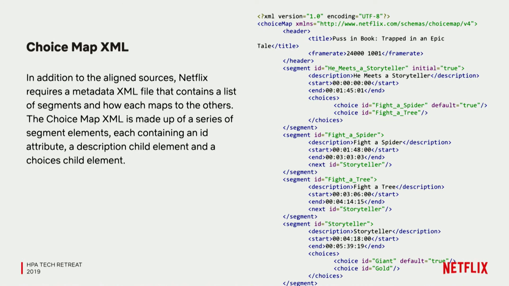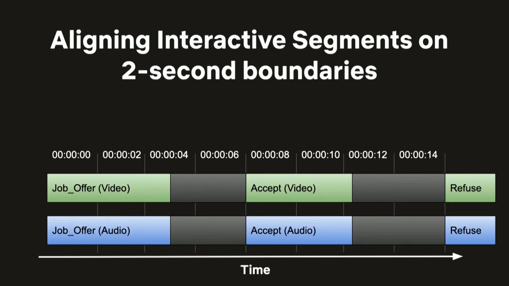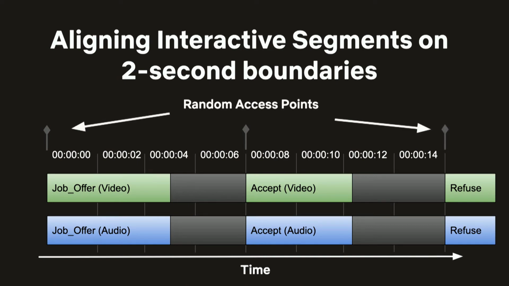Additionally, since clients need to know where each segment begins and ends, which choices default, and more, we also defined a simple XML scheme, which was produced and delivered by those same fulfillment partners. The choice map XML annotates the timeline for easy traversal. After ingesting the aligned sources, that's video, multiple languages of audio, multiple languages of text, and the choice map, our timeline looks something like this, where the random access points defined by the XML are represented by these little diamonds.